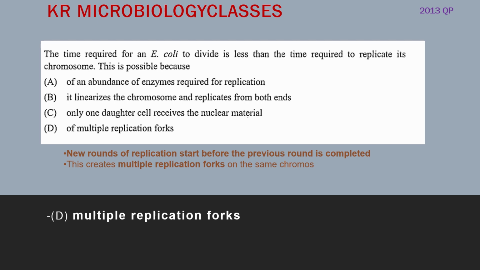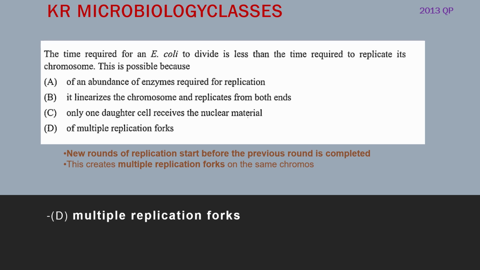As it is a circular DNA, right? So it cannot be linearized. So option B is wrong. And abundant enzymes required for the replication, of course it has, but the question is not related to option A. And option C, only one daughter cell receives the nuclear material, it is also wrong. And option D, because multiple replication forks will be there.